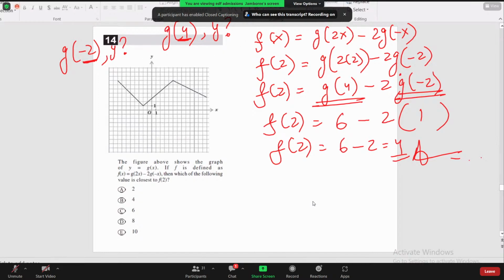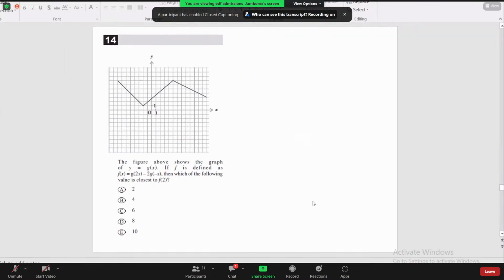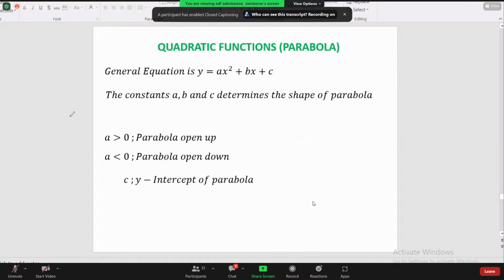Okay, guys, moving on. Now, the next idea we are going to talk about is the quadratic function, which forms a parabola on the graph. We know that the quadratic equation is of the form ax squared plus bx plus c equals 0. And the general equation of the quadratic function will be y equals ax squared plus bx plus c.